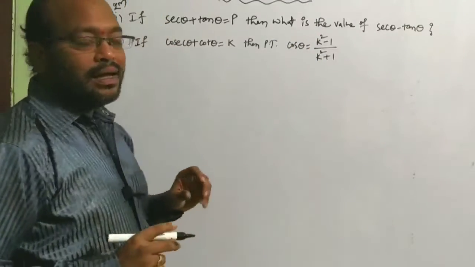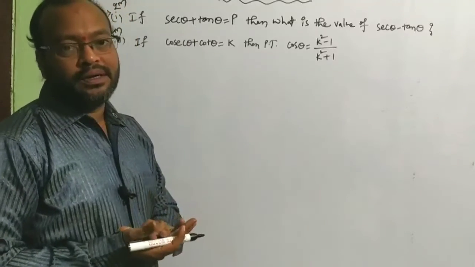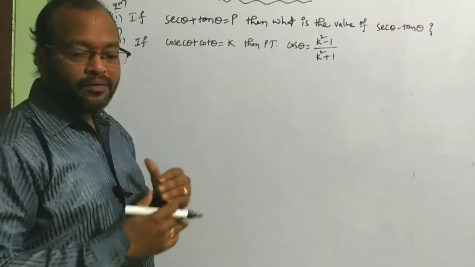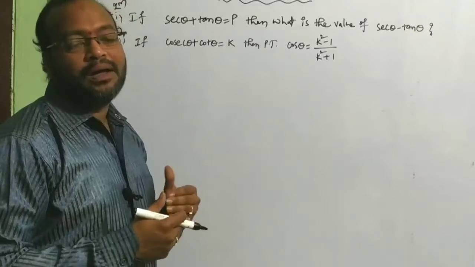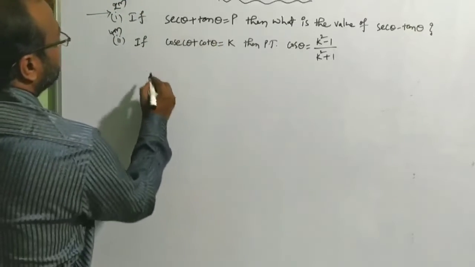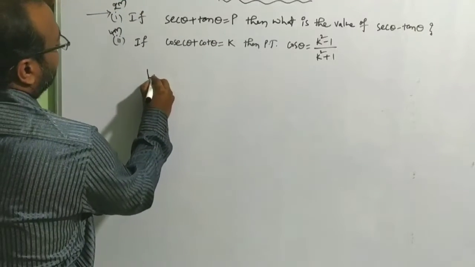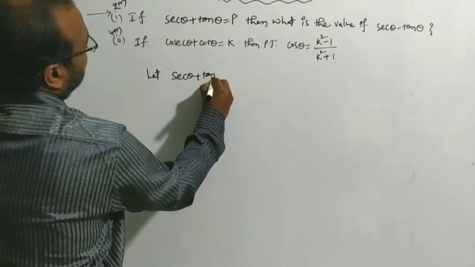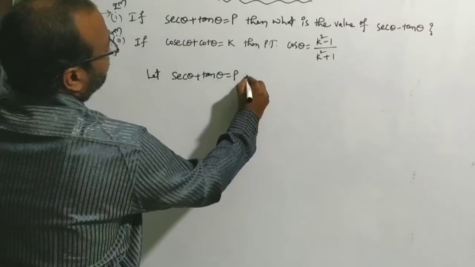This is for 4 marks. So these are the end problems for trigonometry. Okay. Listen to all the classes one by one, then we can get the grip on the total chapter. So listen carefully. Sec theta, what is given here? Let sec theta plus tan theta is equal to p. Take this as 1.